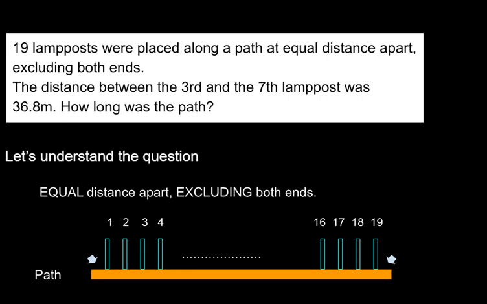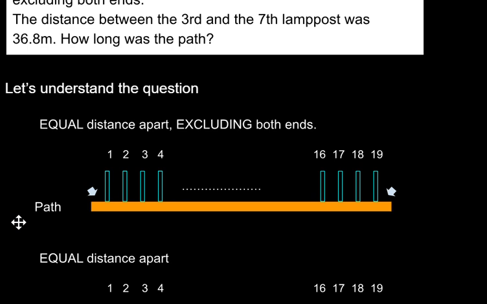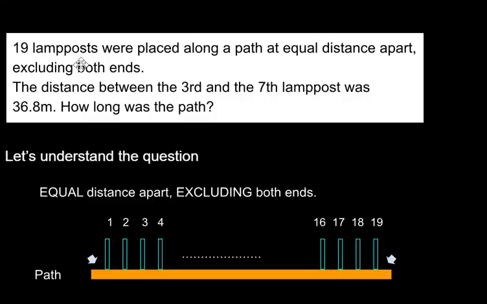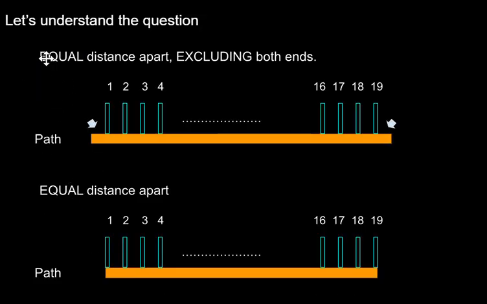Okay. Before we attempt to solve the question, I think it's important that we try to understand what the question is asking first, or the information that's provided. The trick here is that 19 lampposts were placed along a path at an equal distance apart, excluding both ends. So if you draw the diagram, this is the path.